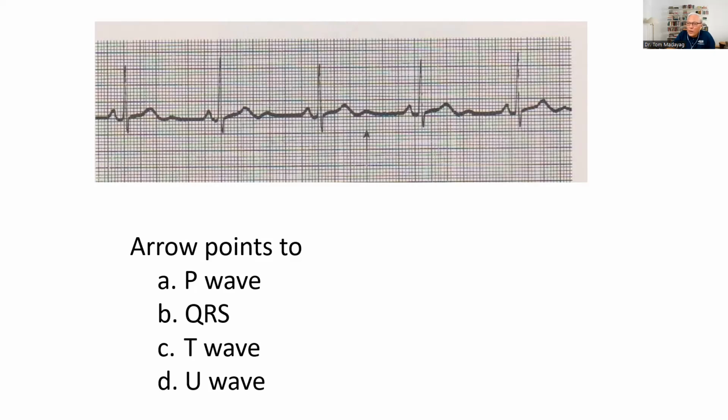All right, a lot of you answered U wave, and that is exactly the correct answer. So let's review. This is a P wave right here. This is a QRS complex. This is a T wave. And the one that follows it is a wave that is consistently following the T wave, and therefore this is what we know as a U wave.